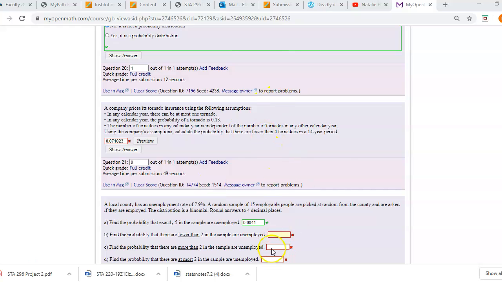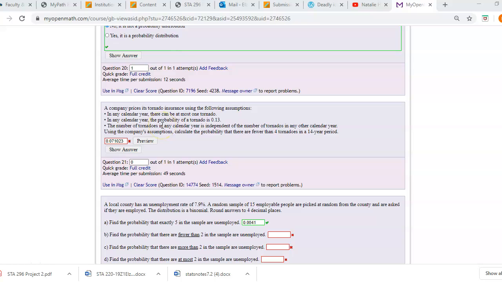Okay, so these three problems that come one right after the other are all binomial distribution problems. So let's look at one of them, and it's probably going to answer your questions for pretty much all of them. So a company prices its tornado insurance using the following assumptions.